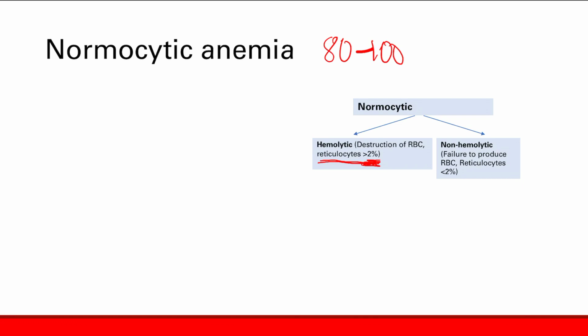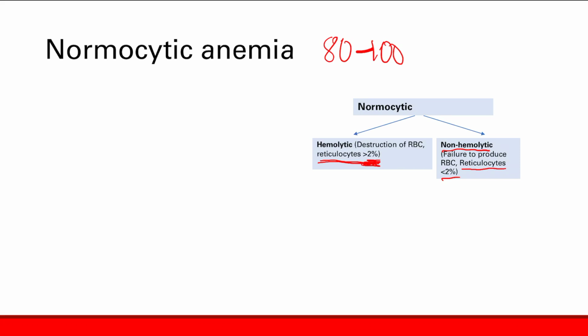In a non-hemolytic cause, the problem is you're not able to produce red blood cells. So your bone marrow is not working, you're not making red blood cells, and so you have anemia, and it's normocytic, but it's non-hemolytic. So if your bone marrow is not making red blood cells, what happens to your reticulocyte count? Well, your reticulocyte count then is low, so it's less than 2%.